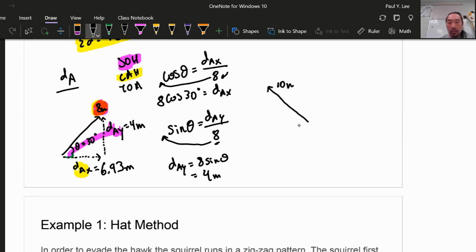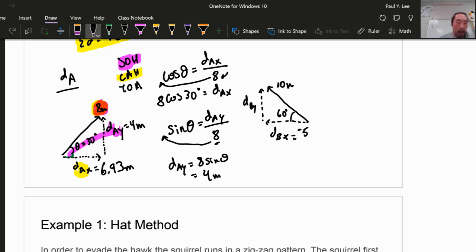I encourage you to pause the video and just see if your results match mine. So we have dBy, and I believe this was 60 degrees. And if I plug that into the calculator, dBx is -5. And remember that negative means that we're going to the left.